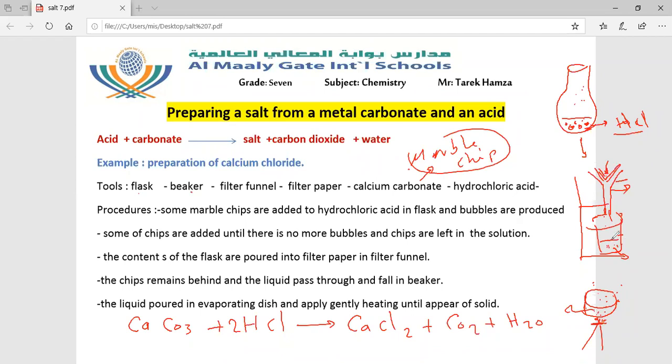Take this solution and put it in the evaporating dish, apply heat, and wait until there is no solution in the dish. Observation: there is a solid particle found at the bottom of the dish. This solid particle is called calcium chloride. Do you understand now? Yes, mister, thank you. Okay, thank you.